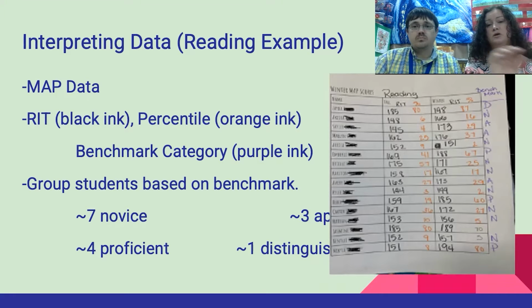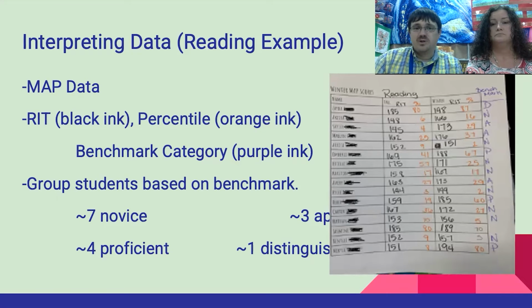And if you'll see, there's two black columns and two orange columns. Well, the first one's fall, and the second one's winter. And then on the very end there at the far right, in the purple ink, that is their benchmark category, like proficient, distinguished, novice, apprentice. So one way to group would be based on the benchmark assessment. There were 7 novice, 3 apprentice, 4 proficient, 1 distinguished.